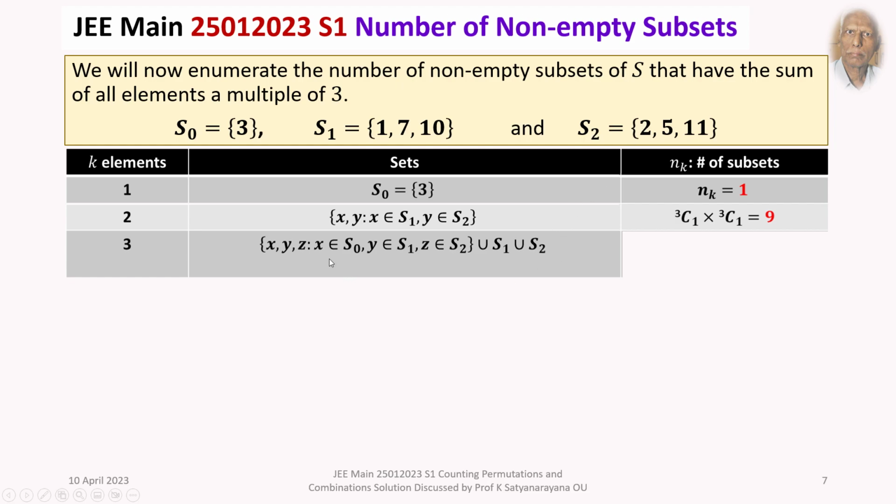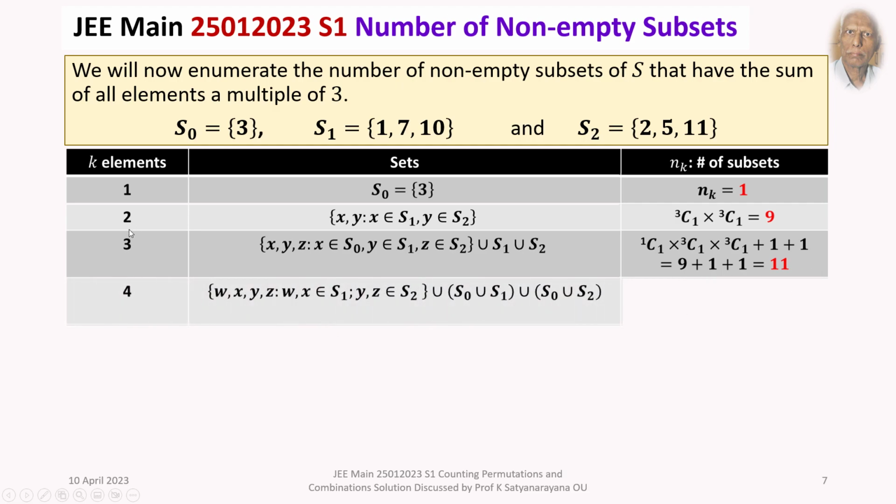So from here, X belongs to S1. That means one element from S0. So there is only one, 1C1, multiplied by one element from S1. That means 3C1. And one element from S2, 3C1. 1C1 multiplied by 3C1 multiplied by 3C1 is 9. S1 is 1. S2 is another 1. So it is 9 plus 1 plus 1, that is equal to 11.